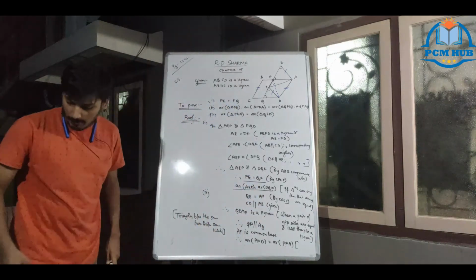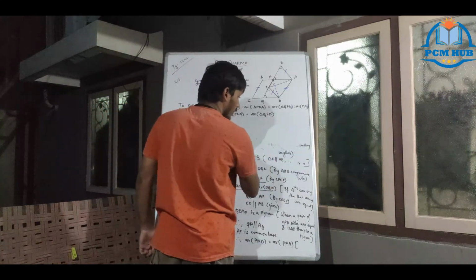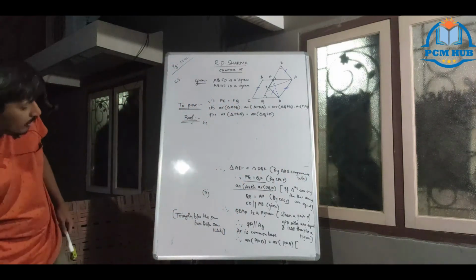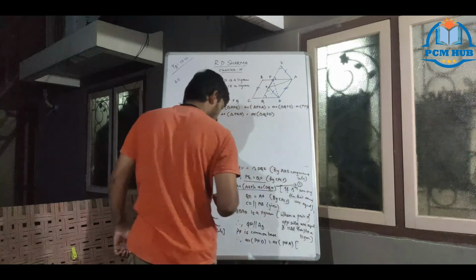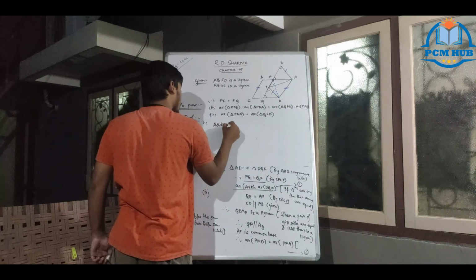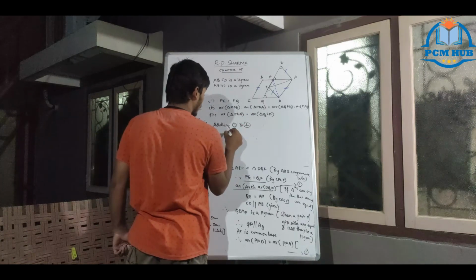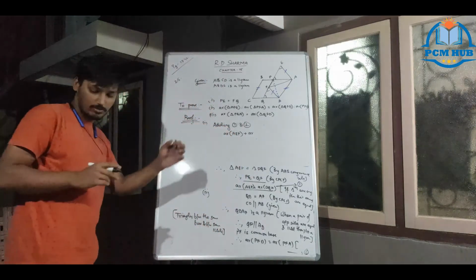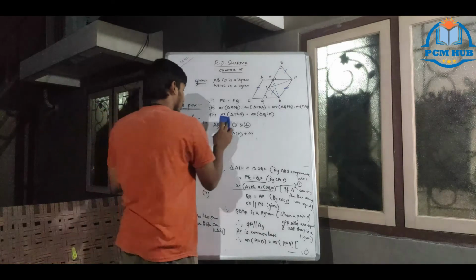Done? I'm erasing. This part I am erasing. You are writing with me, no? Shreya, what? So now you can see that this is 1, this is 2. Now adding 1 and 2.